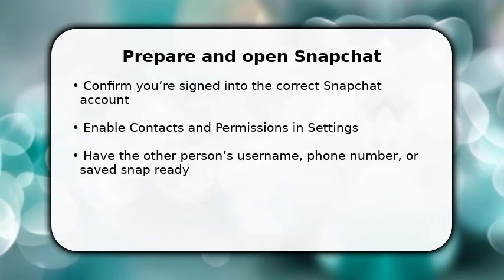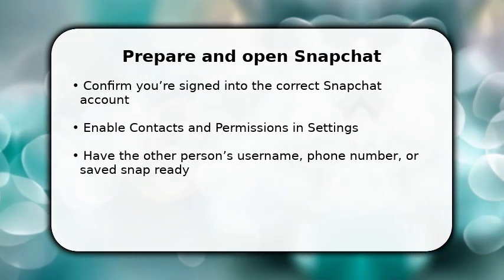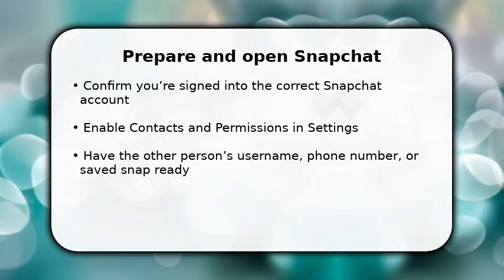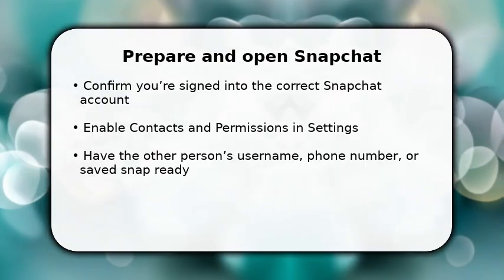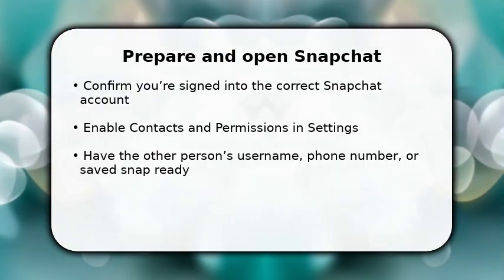Next, open the Add Friends screen, tap the profile icon, then Add Friends. Keep the person's username or phone number handy because you'll try search methods immediately. This speeds recovery and narrows false positives.